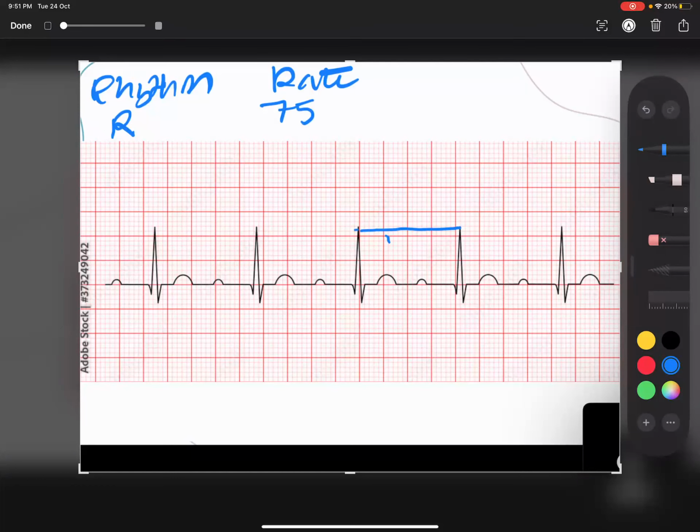75. Now the P wave before the QRS, is it normal? We have 1, we have 2, we have 3, we have 4, we have 5. The P is normal. And the QRS is normal too. If you look in here, it's like 1 or 2. Someone said kind of small. Which one? I mean, it's the same, guys.